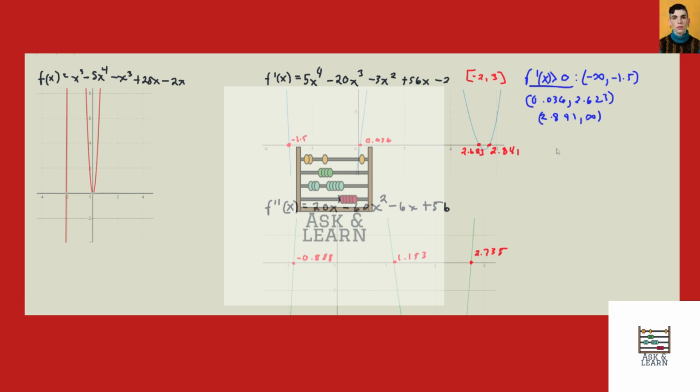All right. Now we can go ahead and find where it's less than 0, which would just be the rest of our intervals. So f prime of x is strictly less than 0 between negative 1.5 and 0.036. So negative 1.5 to 0.036, as well as 2.623 to 2.841.